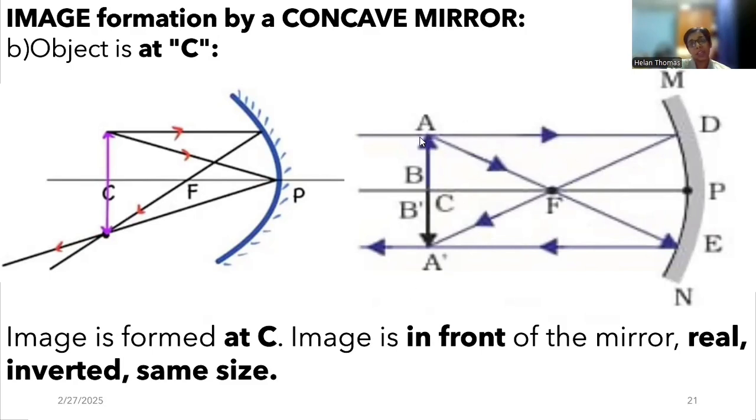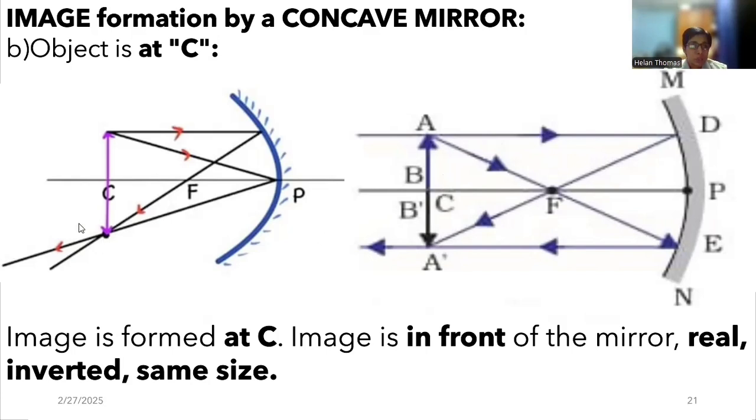The second ray: because the object is at C, we can't draw a line through C, right? So how do you draw? In this picture, you are choosing a line that will go through the focus. Any light ray that falls through the focus will hit the concave mirror, and the reflected ray will be parallel to the principal axis. So where are the two rays meeting? This ray is reflected here, this ray is reflected here. So the image is formed at C. See the image? Both are of the same size.